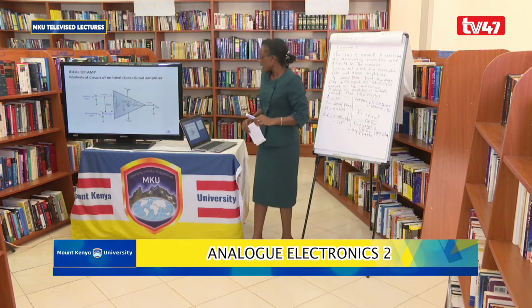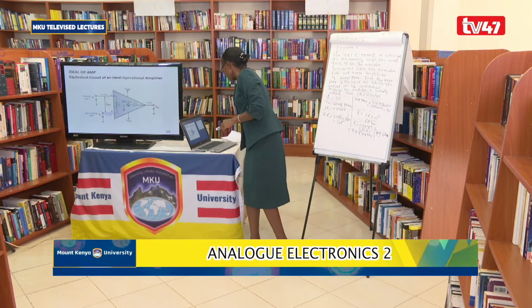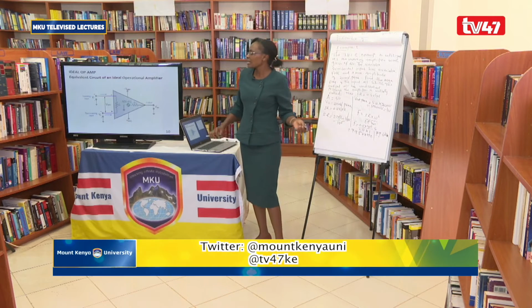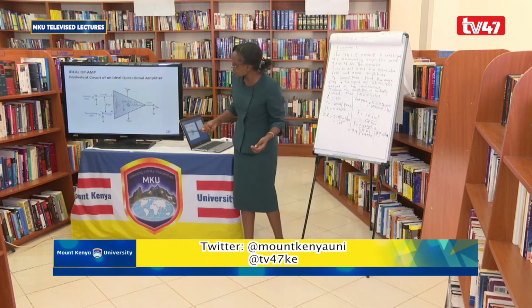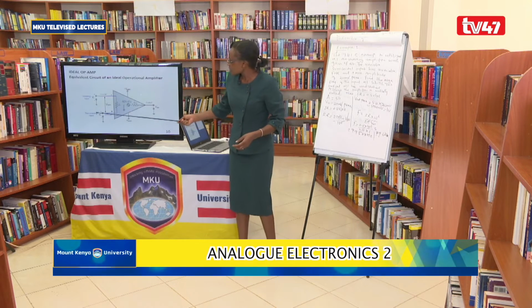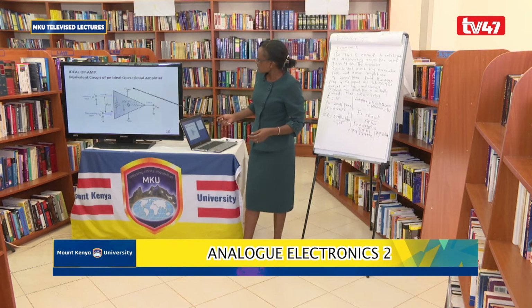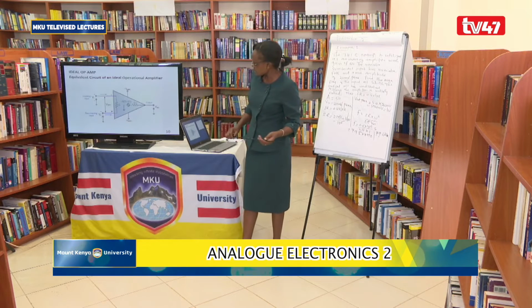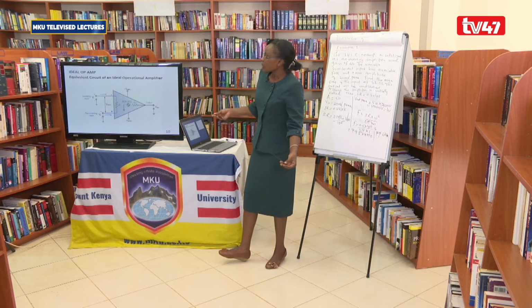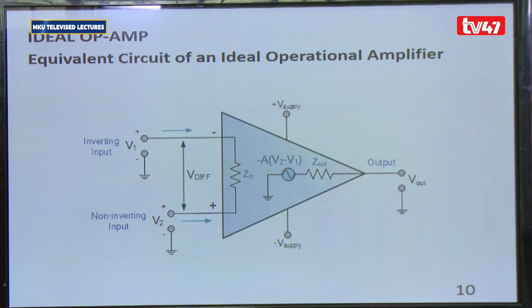Now, next we look at the ideal operational amplifier. Remember, when I was beginning, I mentioned that the operational amplifier has a minimum of 5 terminals. I think in this diagram, they are well highlighted. We have the inverting input, the non-inverting input, the positive supply bias terminal, the negative bias supply terminal, and the output. So this presents the equivalent circuit of an ideal operational amplifier. When talking about ideal, it is a perfect one.